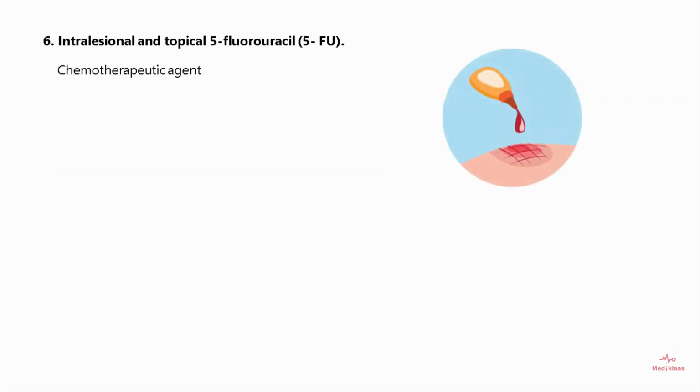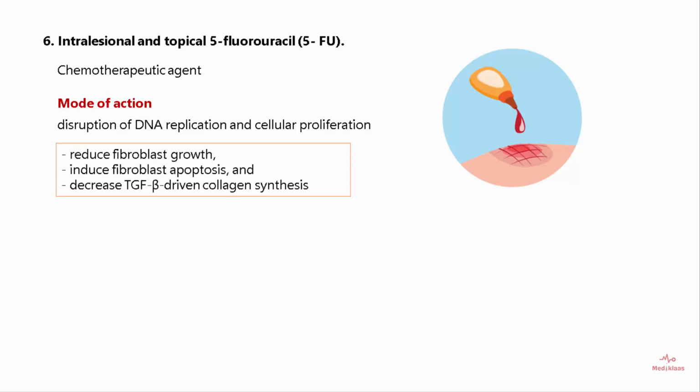Intralesional and topical 5-FU, also called 5-fluorouracil. It's a chemotherapeutic agent which causes disruption of the DNA replication and cellular proliferation, which results in reduced fibroblast growth, induced fibroblast apoptosis, and decreased transforming growth factor beta driven collagen synthesis. It is applied as a topical gel, tattooing, and dermojet intralesion injection.